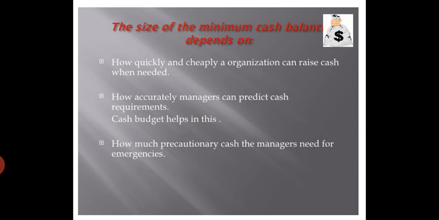Then the size of the minimum cash balance depends on how quickly and cheaply the organization can raise cash when needed, and how accurately managers can predict cash requirements, that is, the cash budget. The cash budget is also helpful to predict future cash needs, and how much precautionary cash the managers need for emergencies. The minimum cash balance depends on these factors.